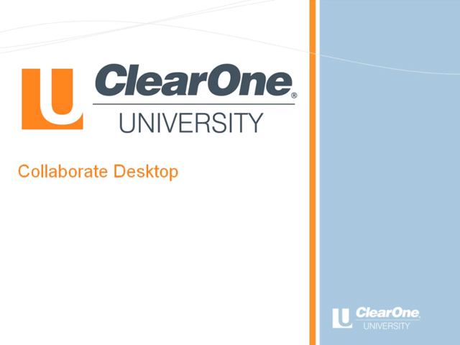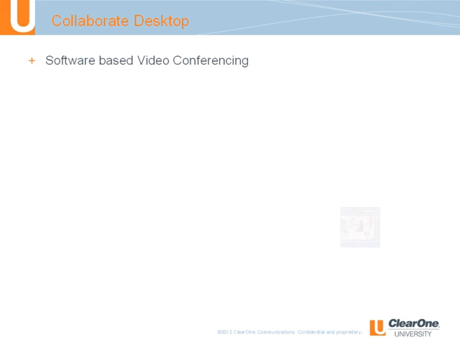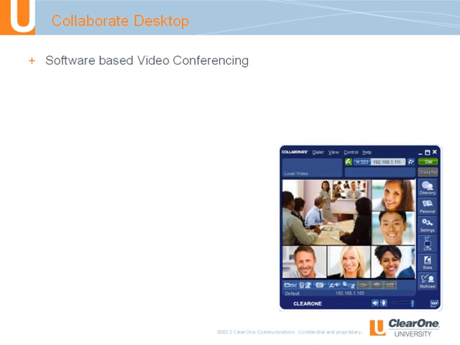In this module, I will talk about the Collaborate desktop application. The Collaborate desktop is a software-based video conferencing application for the personal conferencing experience. The desktop easily installs on computers running the Windows operating system. There are two versions of the Collaborate desktop, Basic and Executive. This module will cover the various features of each version while highlighting the differences.